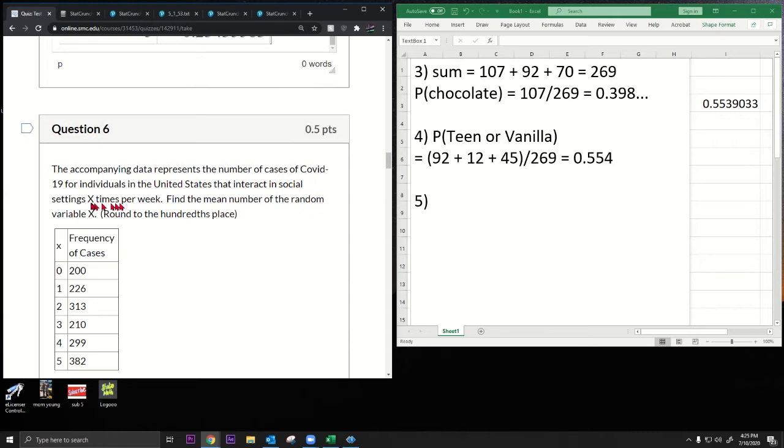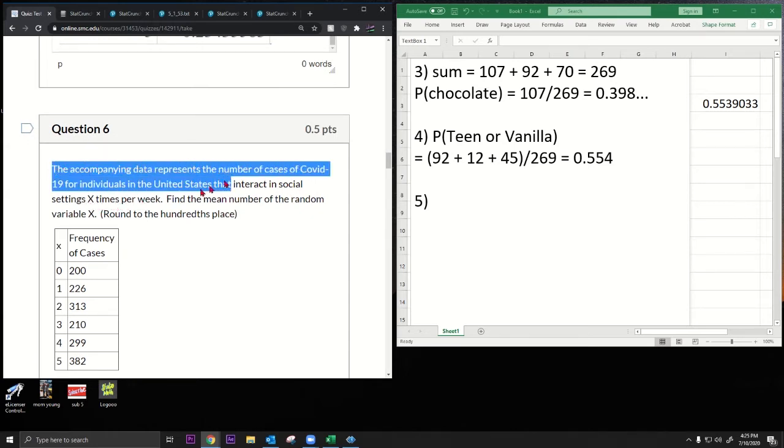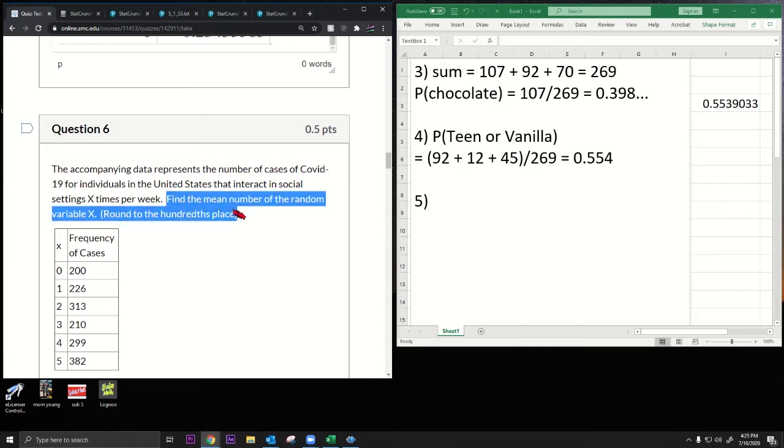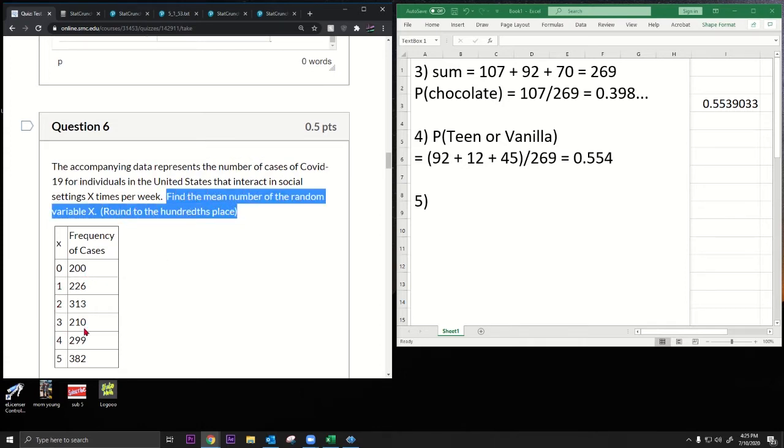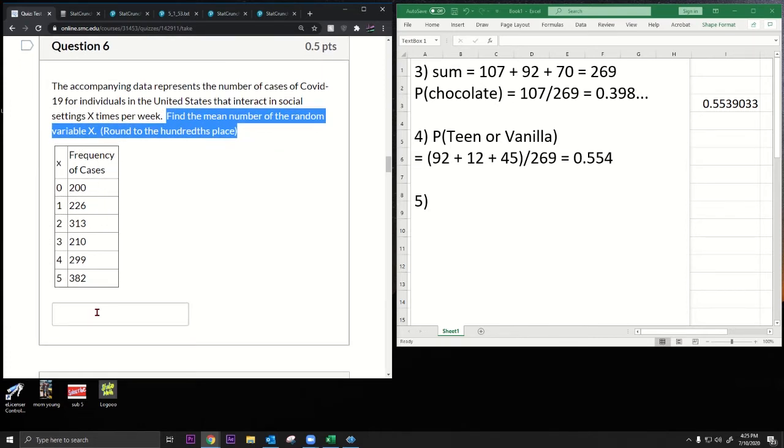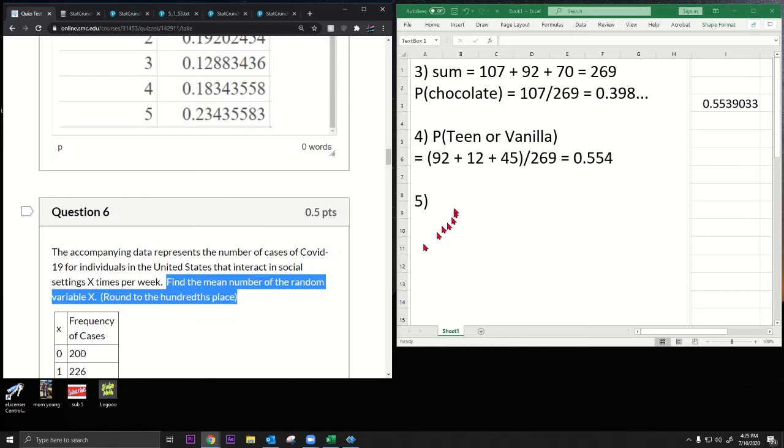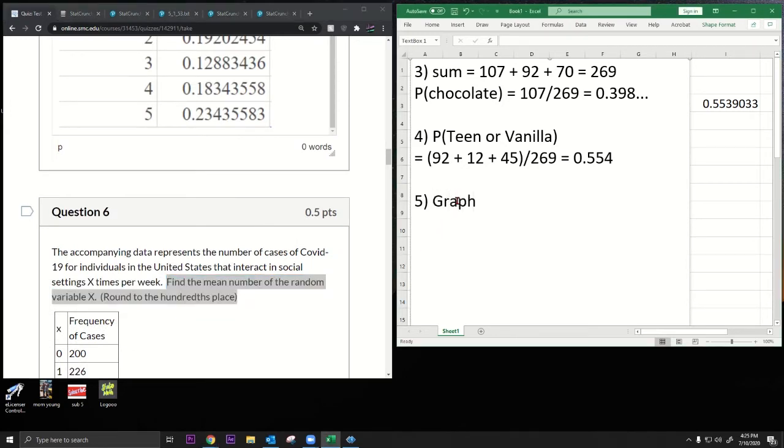Alright. This says the accompanying data represents, same thing, right? Same question. Find the mean number of the random variable x. So there's two ways to do this question, the easy way and a hard way. The easy way, well, let's see. First of all, let's just say graph. Number 6, I'm going to say, let's say hard way.